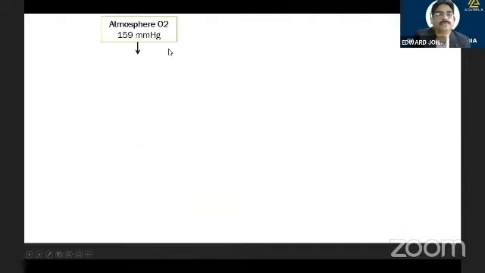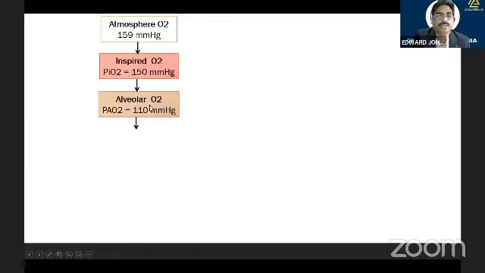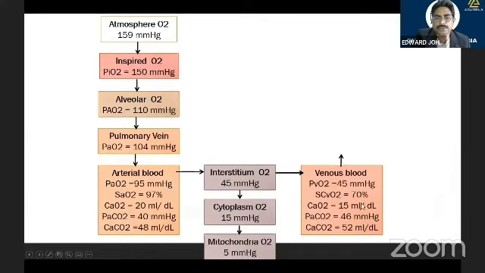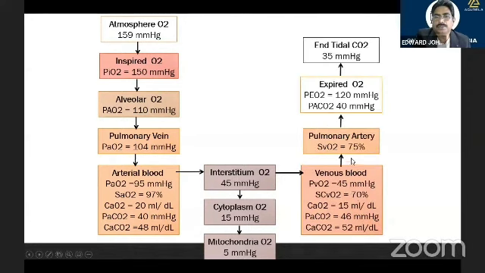So far we have learned that the atmosphere contains 160. The inspired oxygen concentration, due to dilution by the water vapor content, becomes 150. Then in the alveolar, due to dilution by the expired carbon dioxide, it becomes 110. Then the pulmonary vein, then the arterial blood and tissues. From the tissues, the venous blood contains 15 ml of oxygen and 70% saturation. And it goes to the pulmonary artery, then expired gas into the atmosphere. See here, it falls from 160 to 5 mm of mercury at the mitochondrial level.